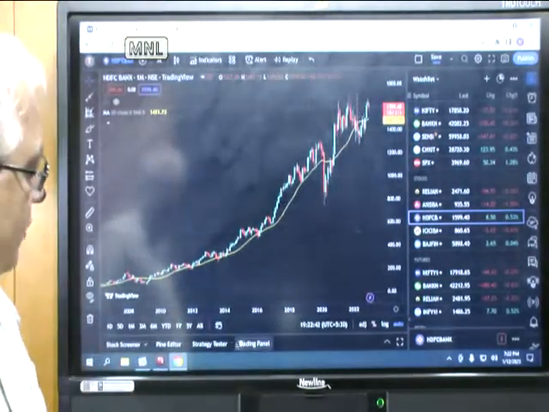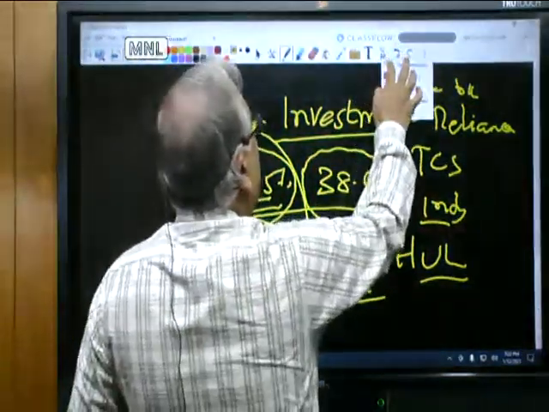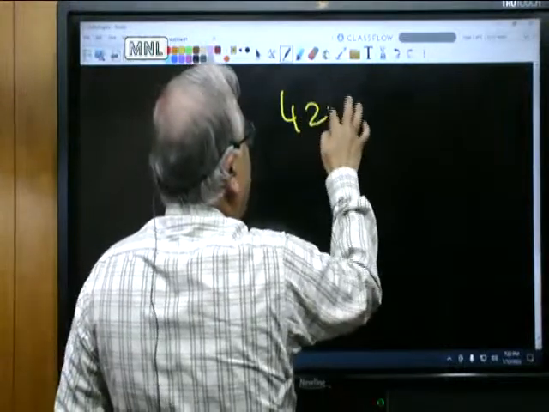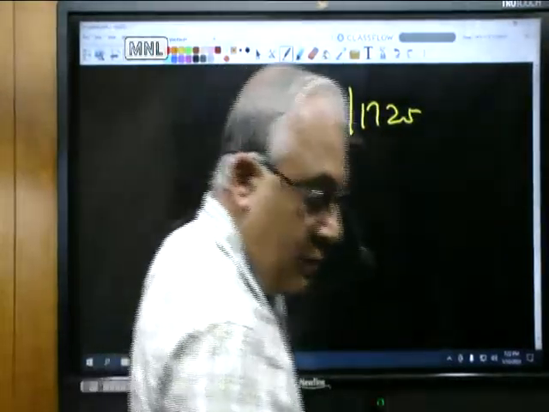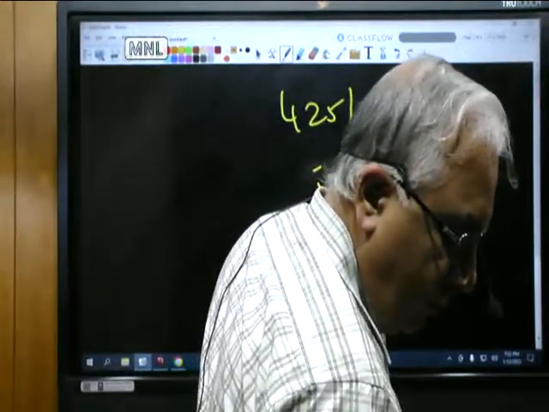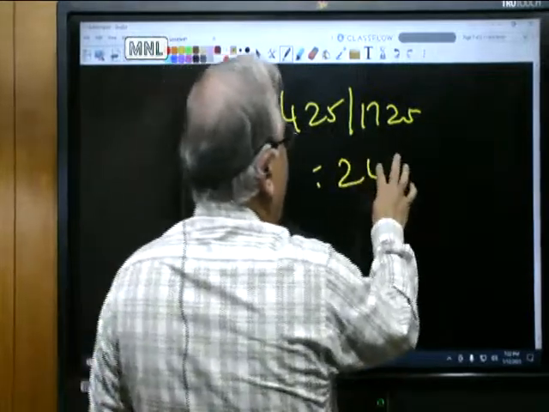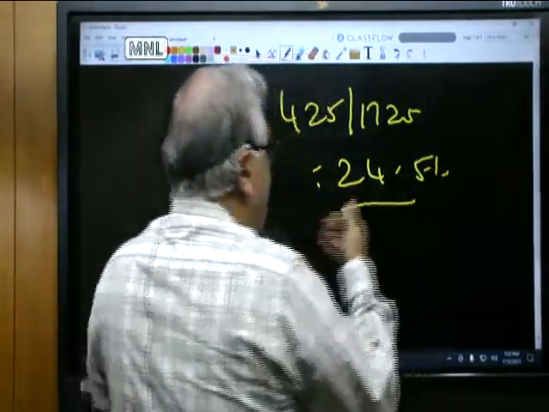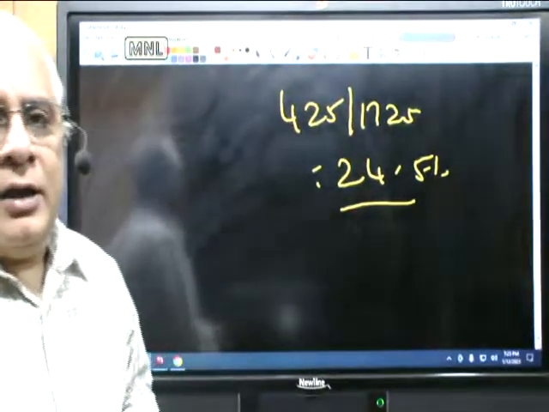So 425 points. So 425 divided by 1725, that is approximately 24.5%. This is what I've been saying, 23.5 to 25%. So that is the band where you see this particular correction, right?